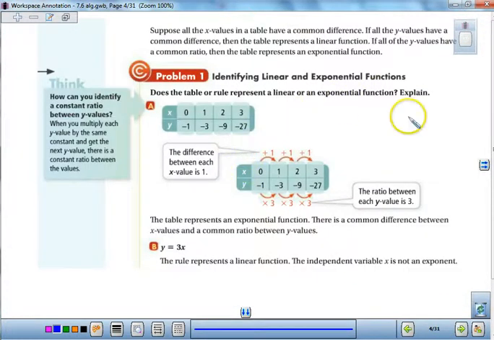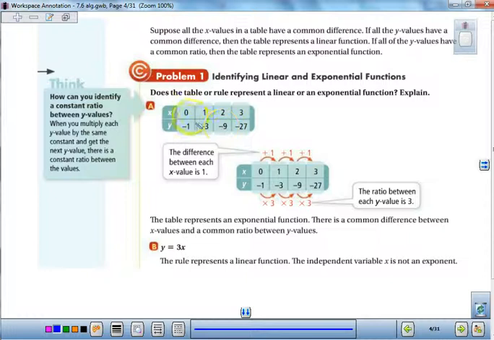As you put in your notes, we're going to look at some examples. It says, suppose the x values in the table have a common difference. If all the y values have a common difference, the table represents a linear function. If all the y values have a common ratio, then the table represents exponential growth. So remember, linear is when you add or subtract, exponential is when you're going to be multiplying or dividing. So it says identify if it's linear or exponential. On your worksheet you'll get today, you'll also be asked to identify linear, exponential, and absolute value.